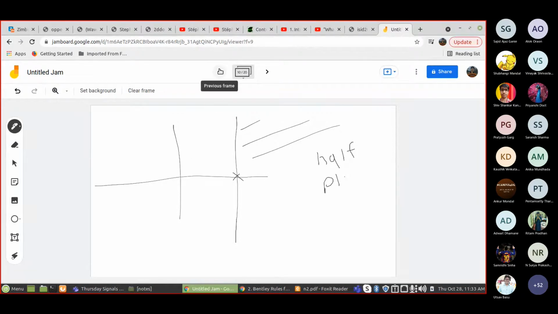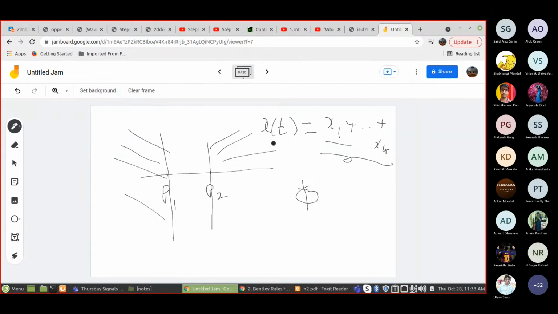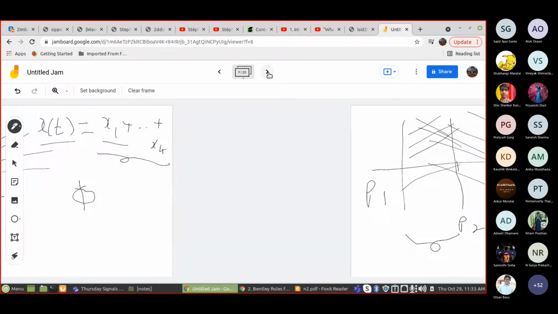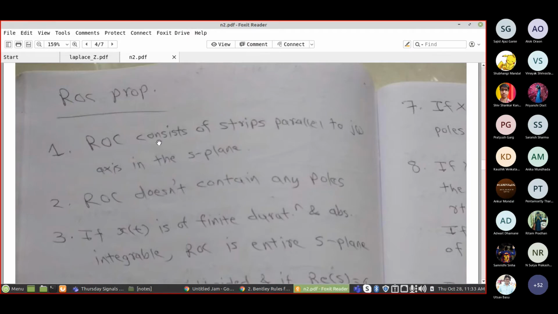Okay, and finally, to find the ROC of your entire signal, you need to take intersections of these individual ROCs. In other words, you need to take intersections of these individual half planes, I'm sorry. So I hope this is fine now, why ROC consists of strips parallel to the j omega axis.